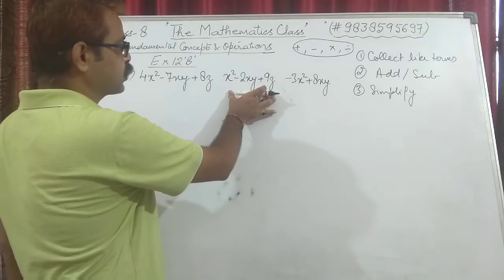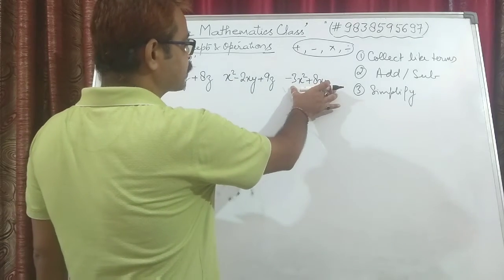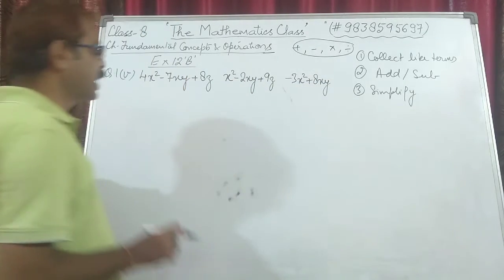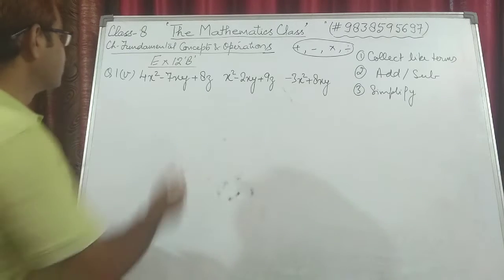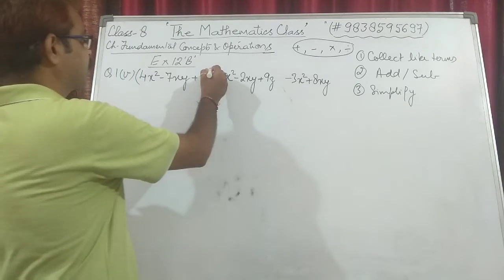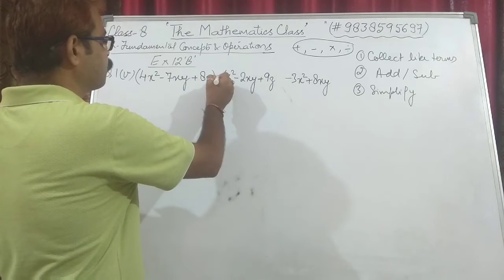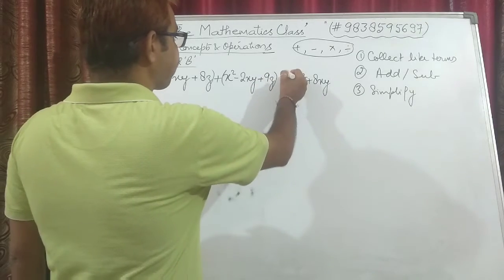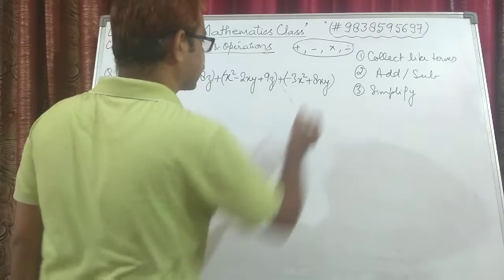Second is x square minus 2xy plus 9z. Third is minus 3x square plus 8xy. And we have to add all these. So simply what we are going to do, just put the brackets and in between a positive sign.